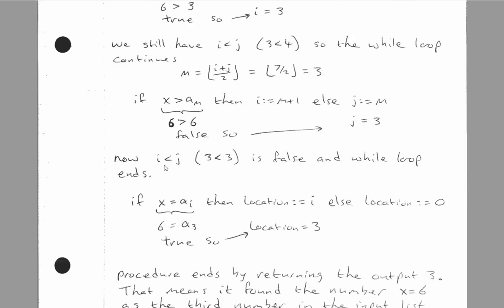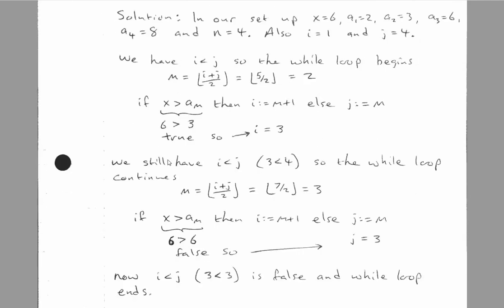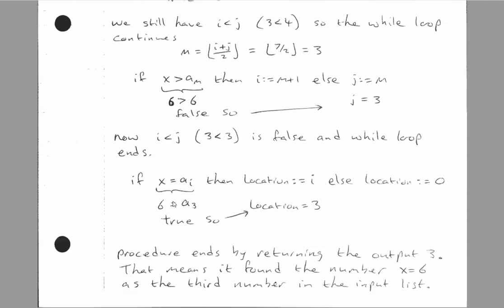Going back to the while loop, now the condition becomes false, so we break out of the while loop. We finished the while loop. Now we get to this conditional. We see x is equal to a sub 3. So let the location be 3. Good, we found it. And return that location. And so the output is 3.